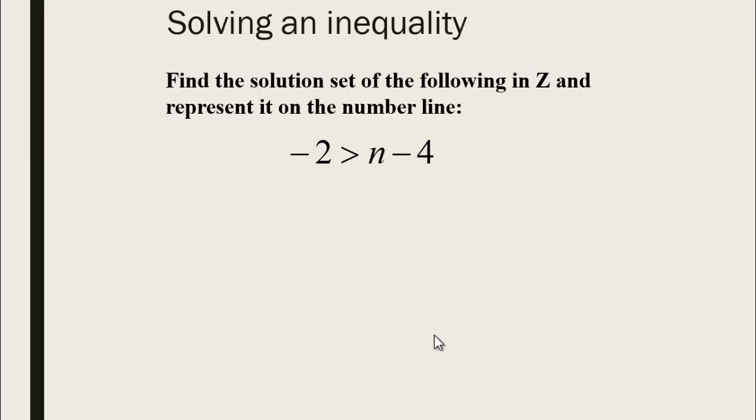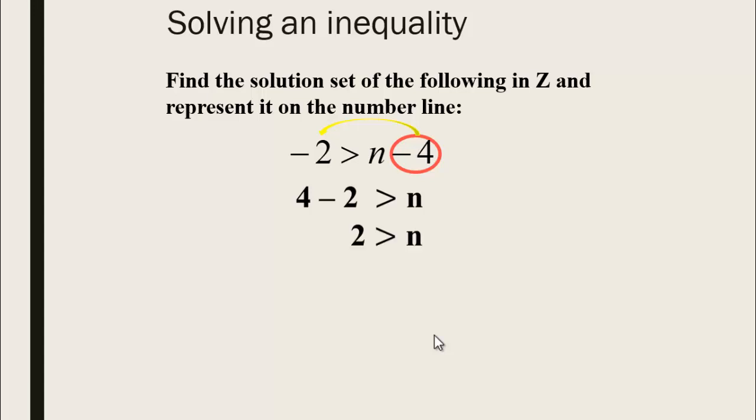Negative 2 is greater than n minus 4. As you can see here, the variable changed its place. I was used to the variable being on the left hand side, but now I have the variable on the right hand side. But still, I'm going to use the same steps. I want to isolate the variable n alone in one side of the inequality. So I am going to take negative 4 to the other side with the inverse operation. So 4 minus 2 is greater than n. 2 is greater than n.